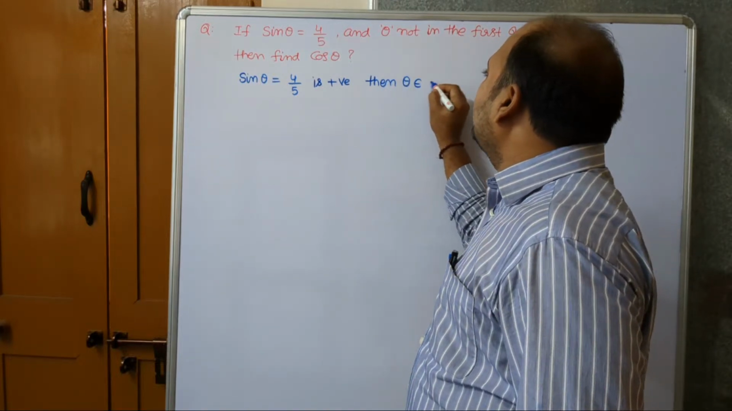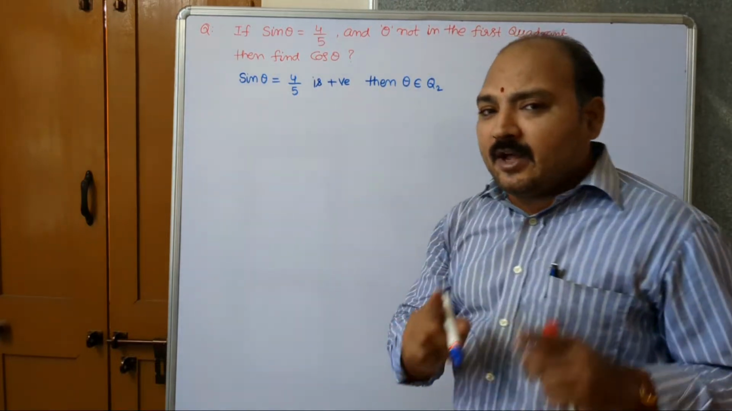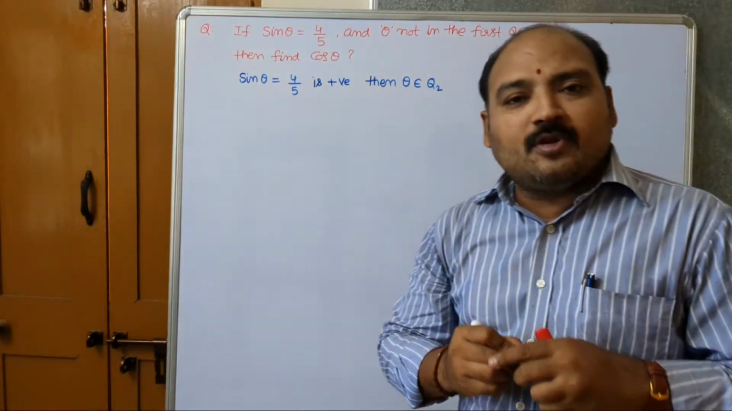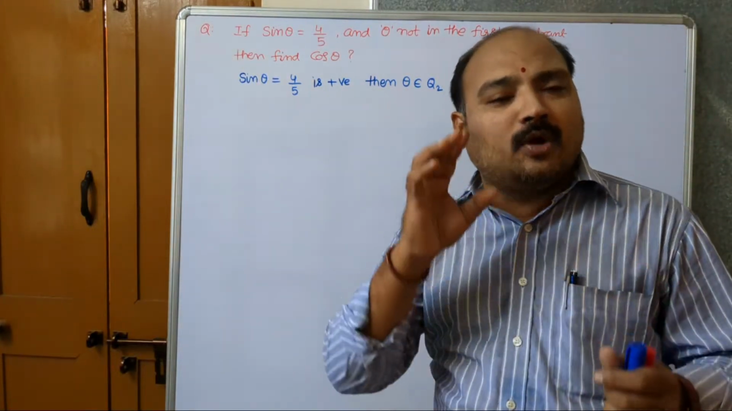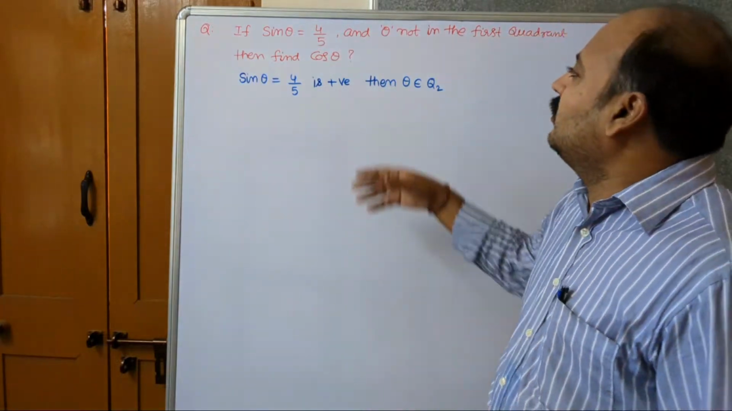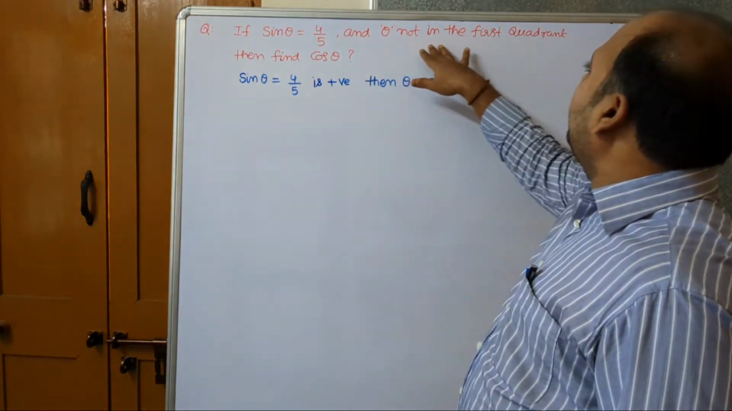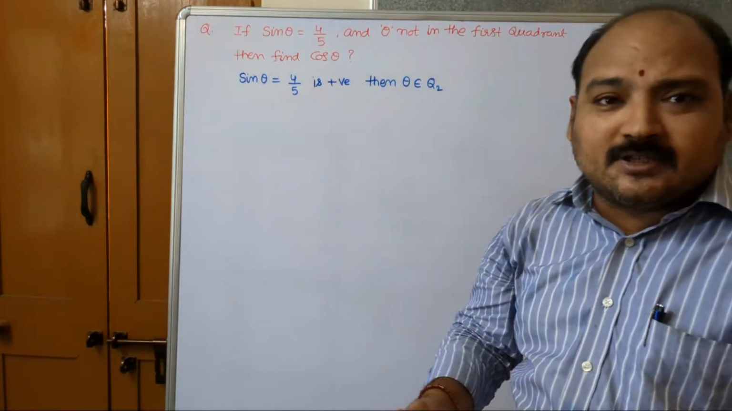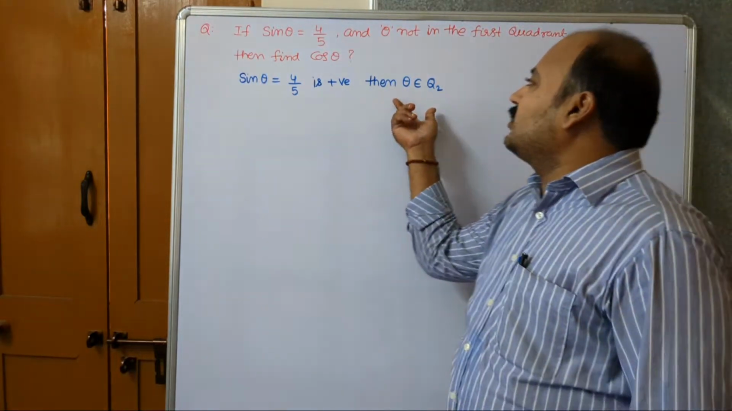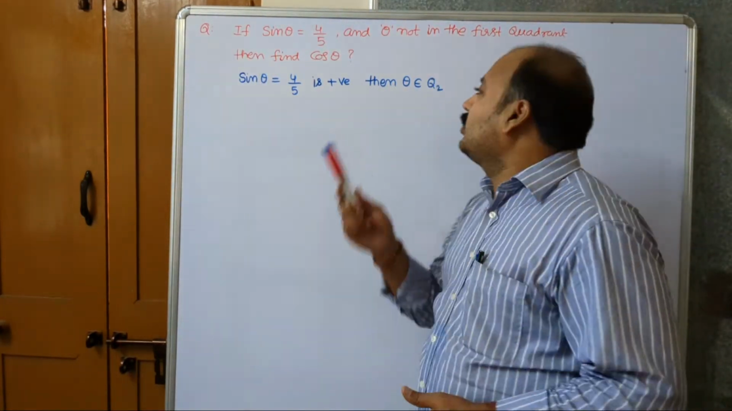Then theta belongs to Q2. Sin theta, where will it be positive? First and second quadrant only it will be positive. Sin theta positive and theta not in the first quadrant means compulsorily theta should belong to Q2.